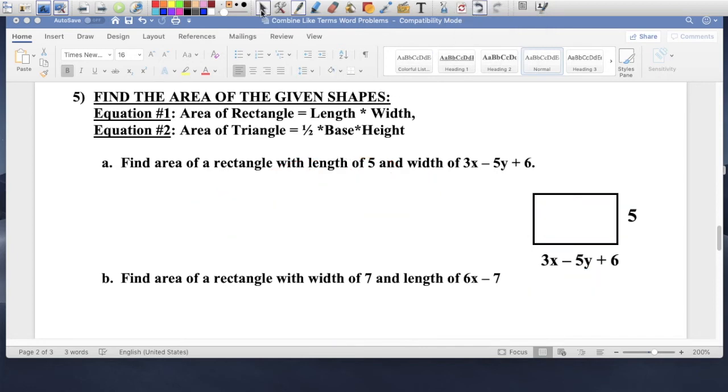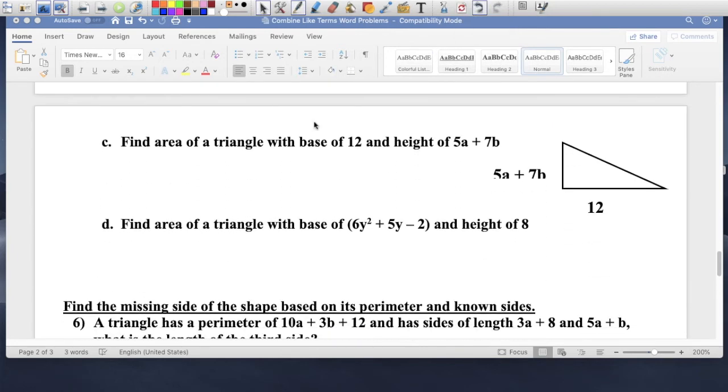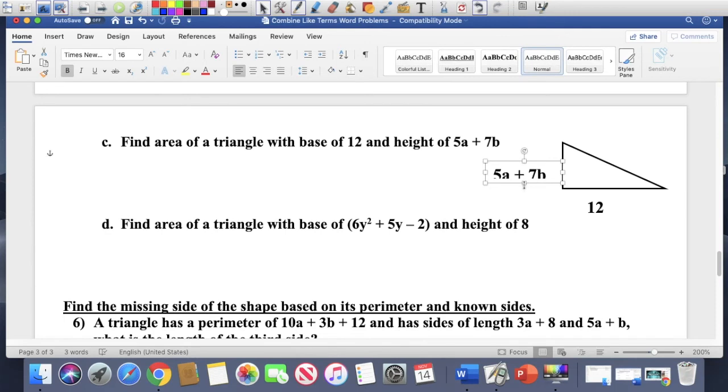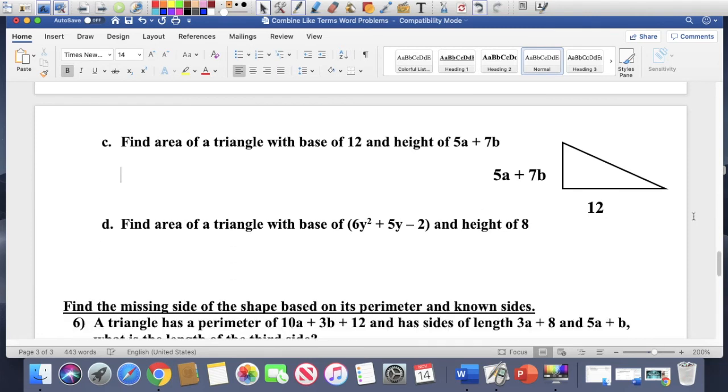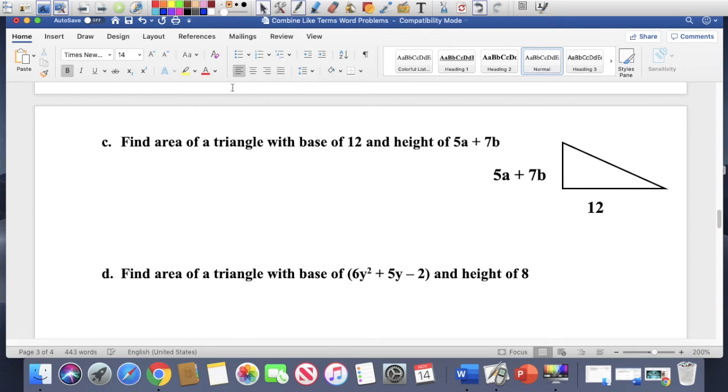Oof, my foot. And this is a triangle. It's not a big deal. Oops. My foot's slipping. Okay.